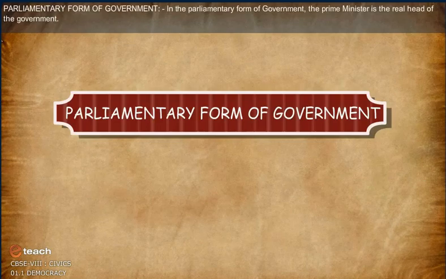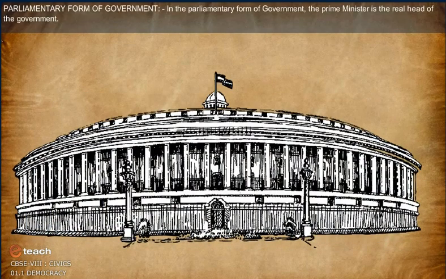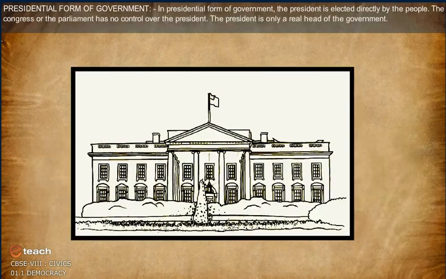Parliamentary form of government. In the parliamentary form of government, the Prime Minister is the real head of the government. Presidential form of government. In presidential form of government, the president is elected directly by the people. The Congress or the Parliament has no control over the president. The president is the real head of the government.